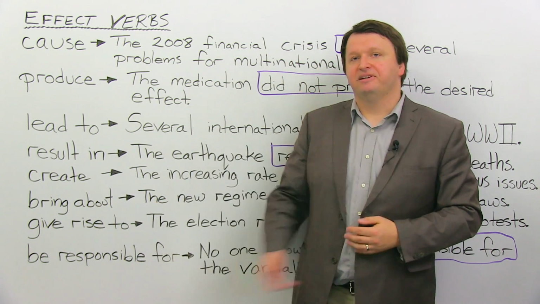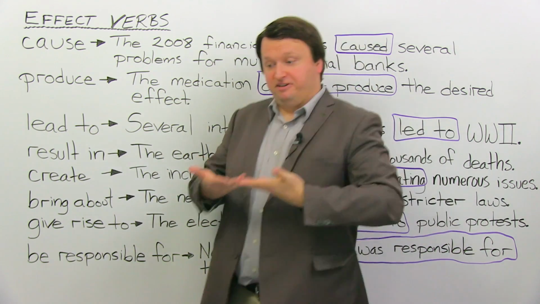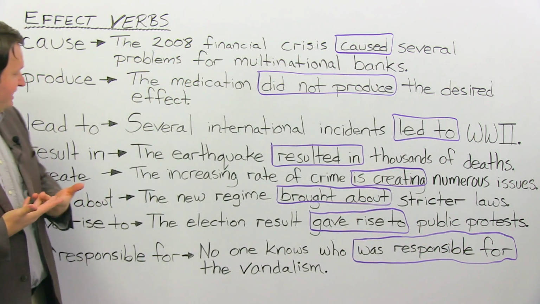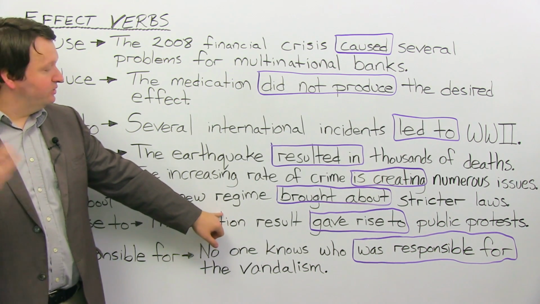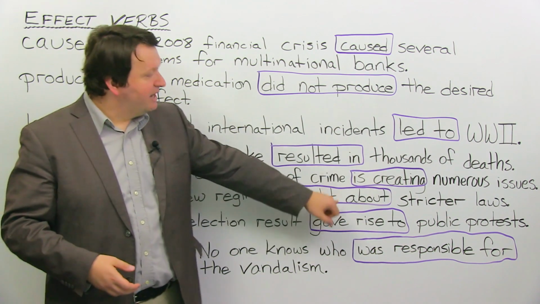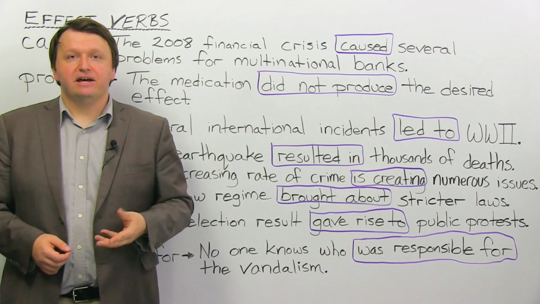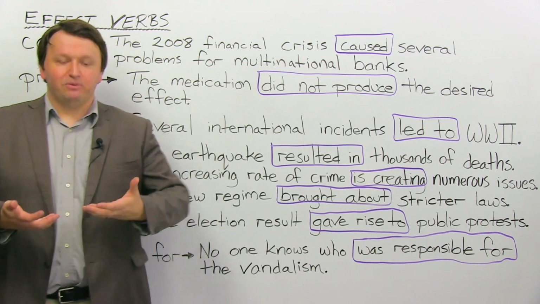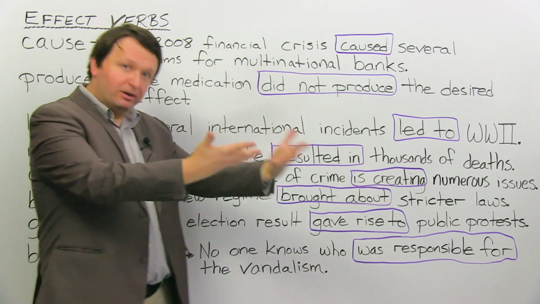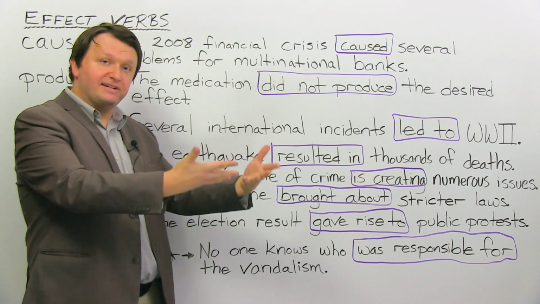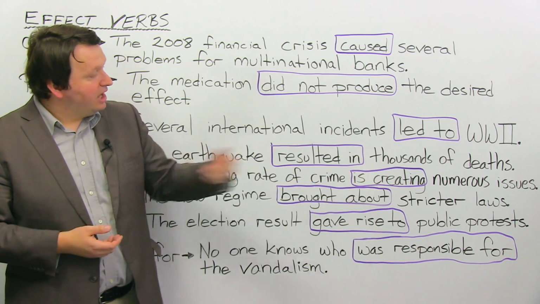Bring about. So if something brings about something else, it kind of brings it right into effect. So the new regime, the new political party, the new political regime brought about stricter laws. So imagine there was an election and there is a new political regime, and with them they are bringing new laws. So they brought about new laws. They caused new laws to happen. The effect of the political regime are the stricter laws. Okay?